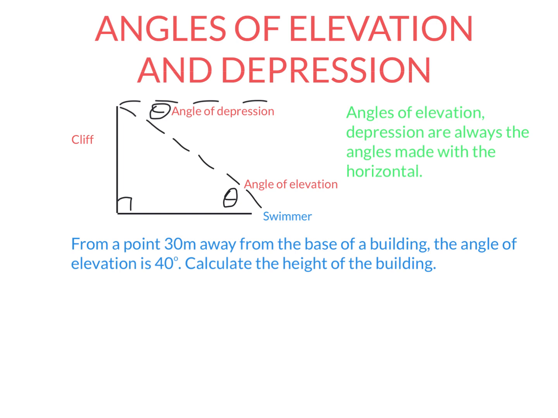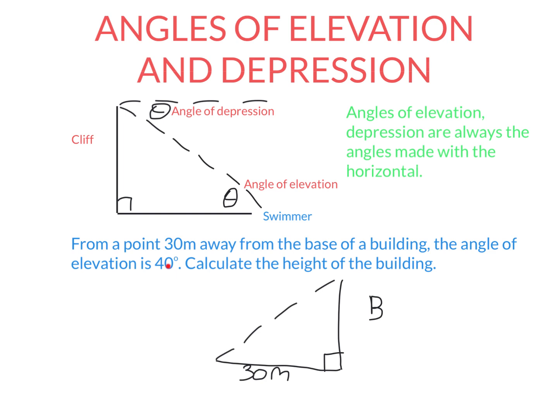So let's look at a question involving angles of elevation and depression. From a point 30 meters away from the base of the building, the angle of elevation is 40 degrees. Calculate the height of the building. So if you are not given a diagram, let's draw one to see what's going on. So what happens is we have some building here, I'll just call it B. Then we've gone 30 meters from the base of the building. We can assume the building is at right angles to the ground, and we're told the angle of elevation is 40 degrees. So we need to turn this into a right-angled triangle.